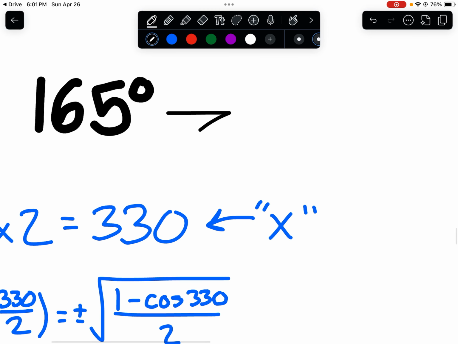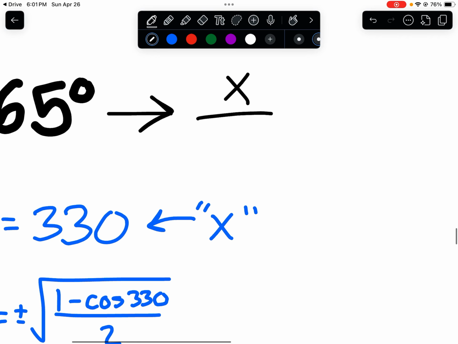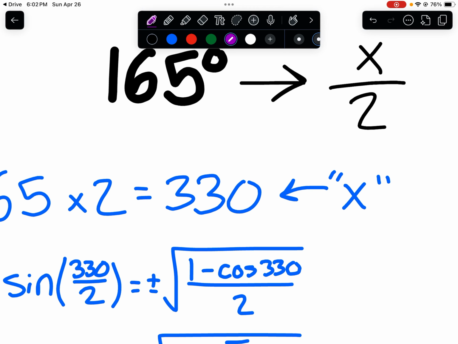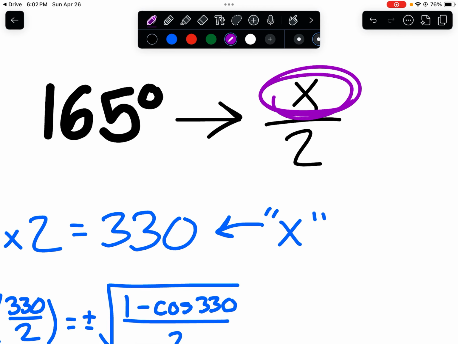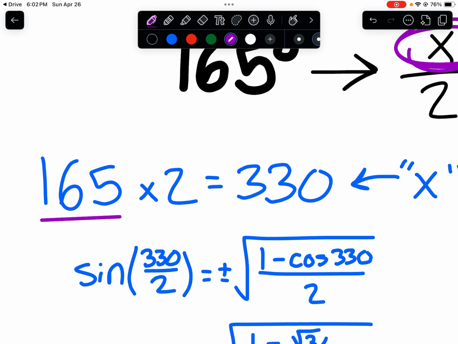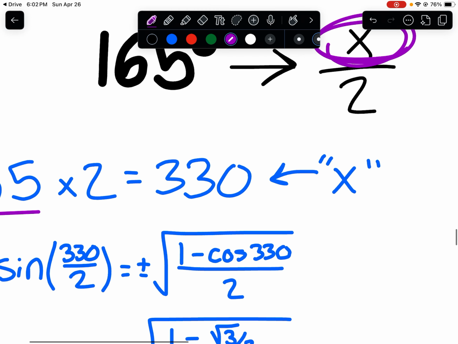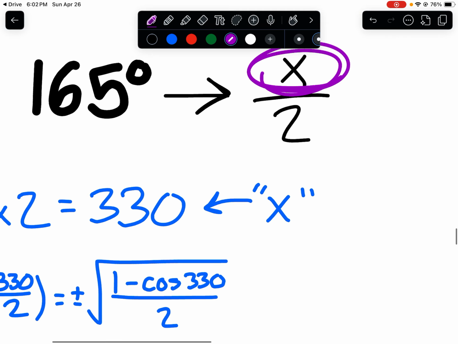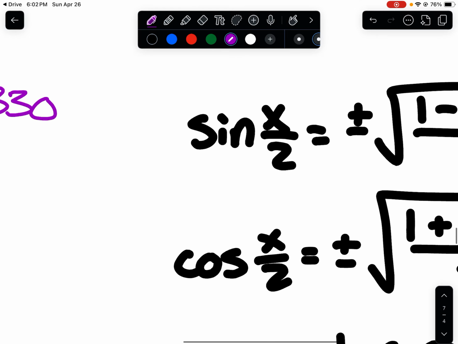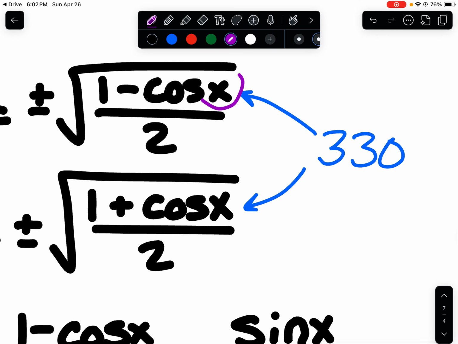And now if you're trying to use a half angle formula, what we want to try to do is get 165 rewritten as something over 2. So we try to get it written as x over 2 to be able to use our half angle formulas. Because we want it as something divided by 2, to figure out what that something is, if we take that angle that we're given and multiply it by 2, this is going to give us that x. Okay, so if I did 330 divided by 2, I get back to that 165.